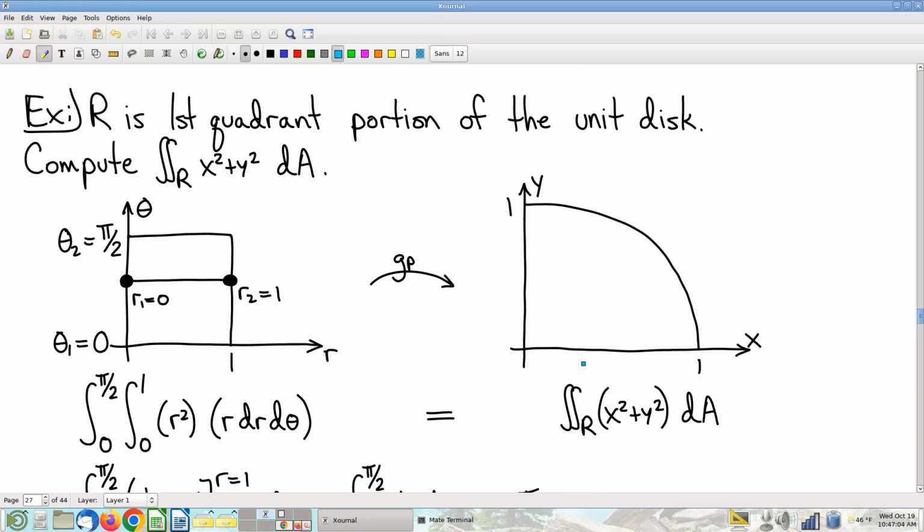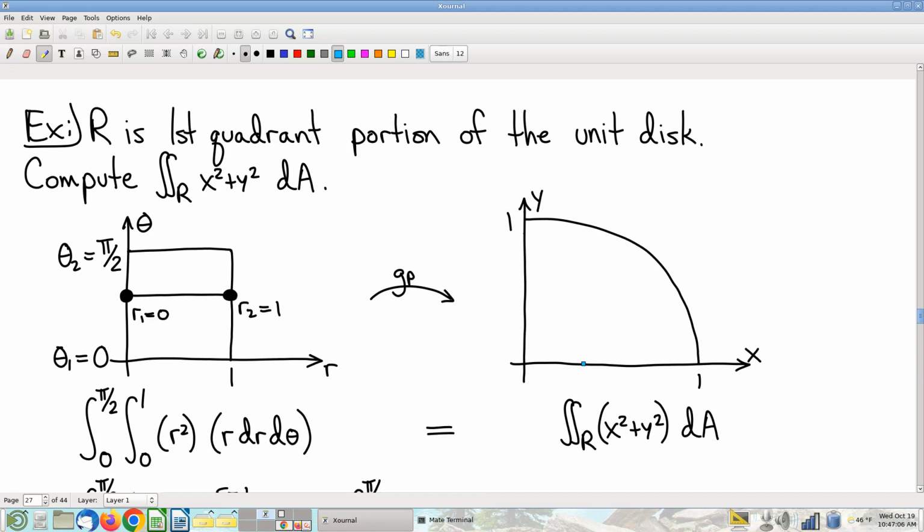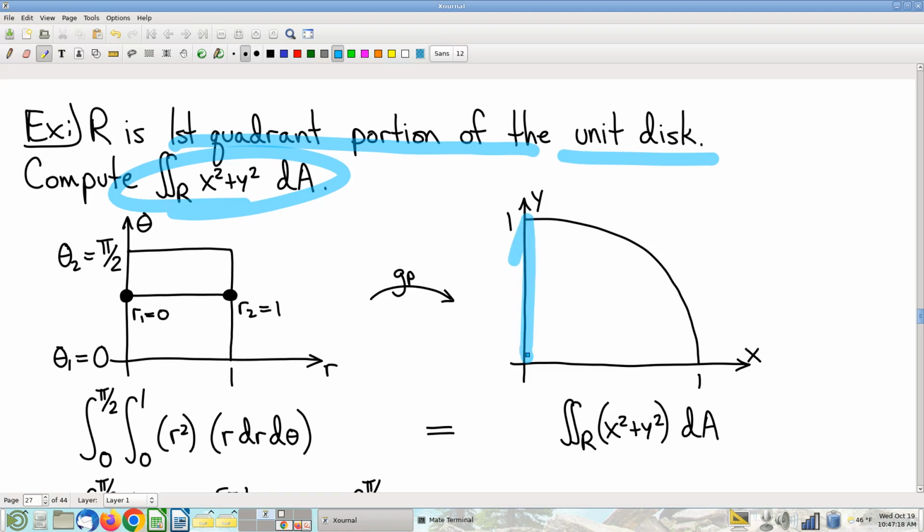Alrighty. So let's do one. Here is an integral that I want to compute. I want to compute this integral here, defined on the unit disk. First quadrant portion of the unit disk. So there's our domain R. And it's not the worst one in the world.